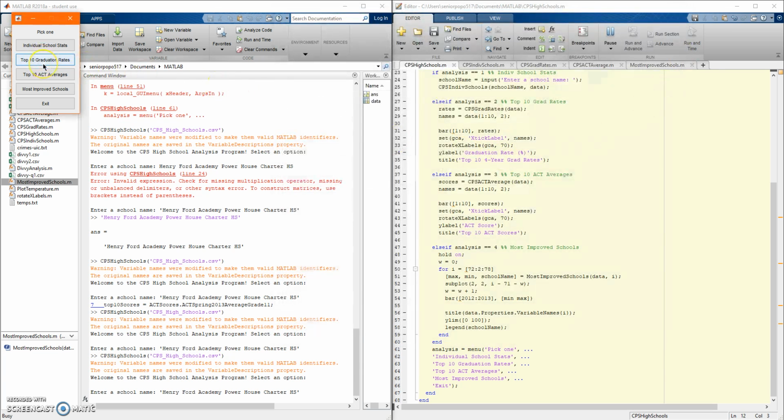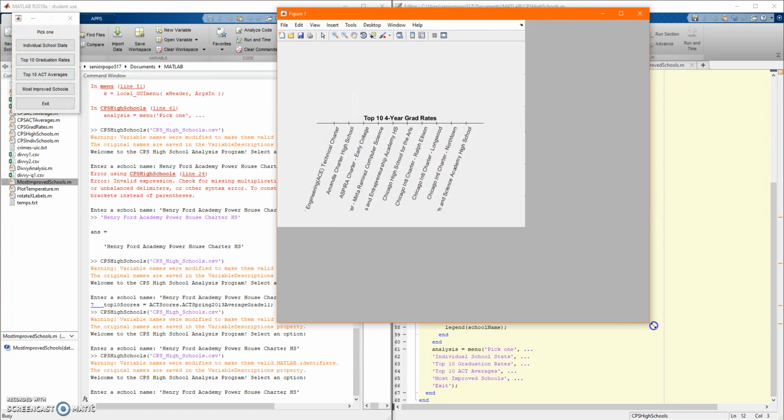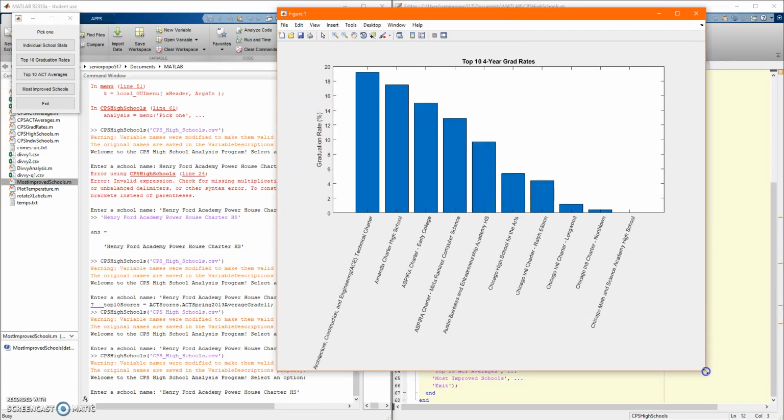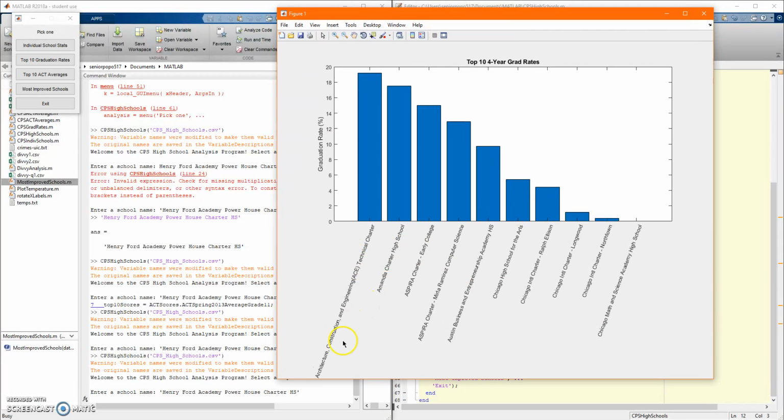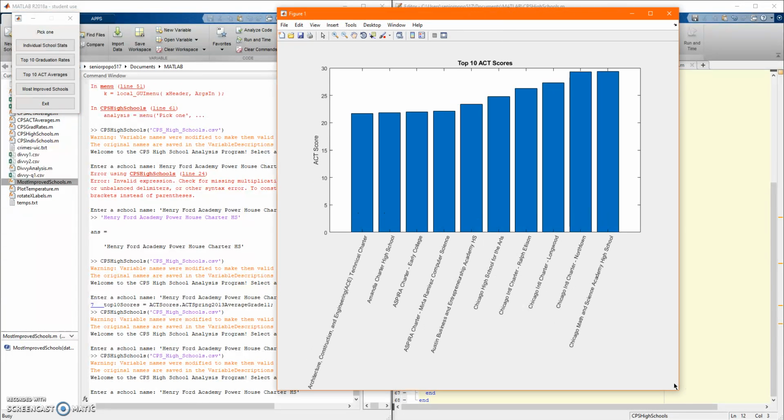Our next function analyzes the top 10 graduation rates, which schools have the highest graduation rates, and if you open it up, it sorts the data and just displays which high schools have the highest graduation rates. Our next program does a similar thing. It analyzes the top 10 ACT scores. So in reverse order, it'll just display which high schools have the highest. This is number 10. This is number 1.